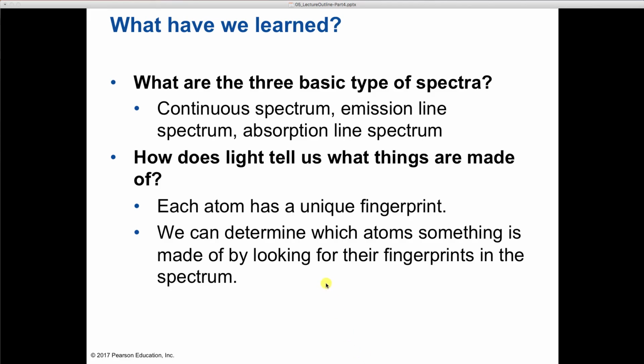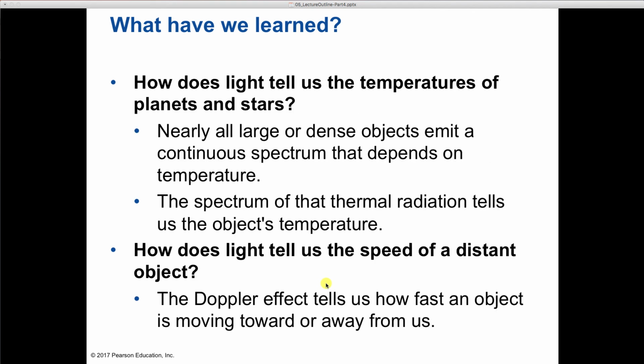So, to summarize everything, it's a long section, but there's a lot of information here. The three basic types of spectra are the continuous spectrum, the emission line spectrum, and the absorption spectrum. And for each of those spectra, we can understand them by thinking about how light is emitted by atoms. Each atom gives off a very specific sort of fingerprint of colors. They emit those colors and they also absorb those colors. And so we can identify the kinds of atoms that something's made of by looking at the emission or the absorption in that object's spectrum.